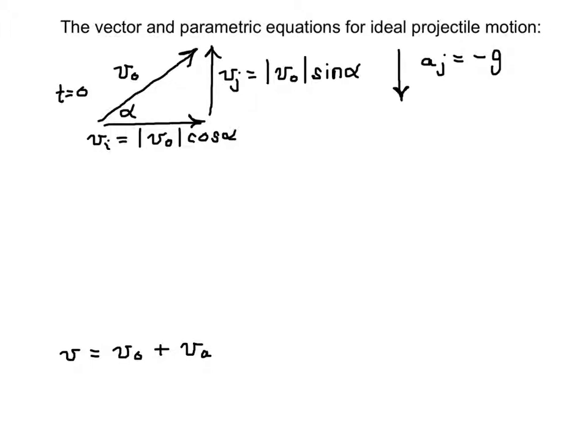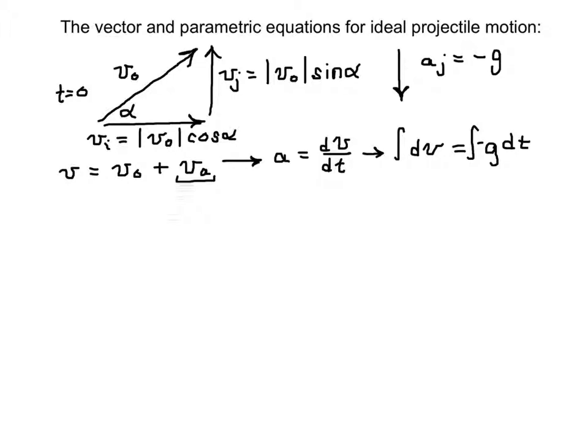So what we want to do is find the velocity due to acceleration, and we know that acceleration is equal to the change in velocity with respect to time, which means that we can rewrite this as our little bit of change in velocity is equal to our acceleration, which is negative g, times our little bit of change in time. So what we want to do here is integrate both sides.